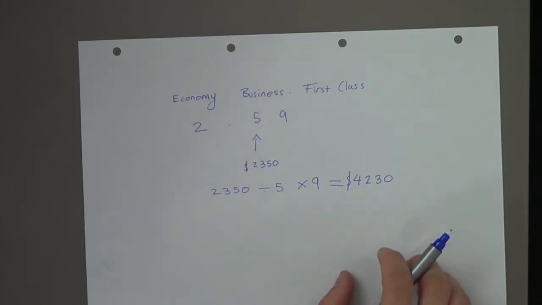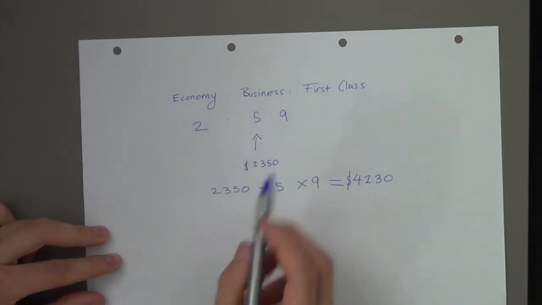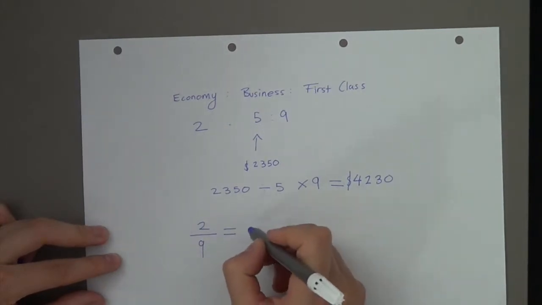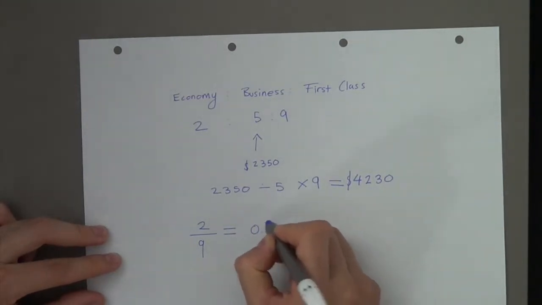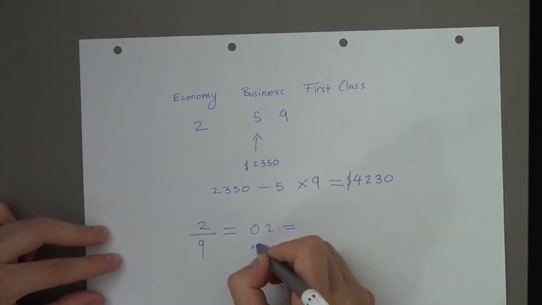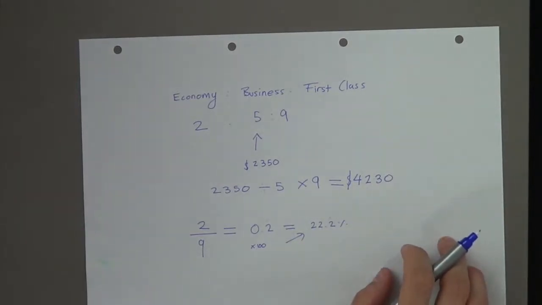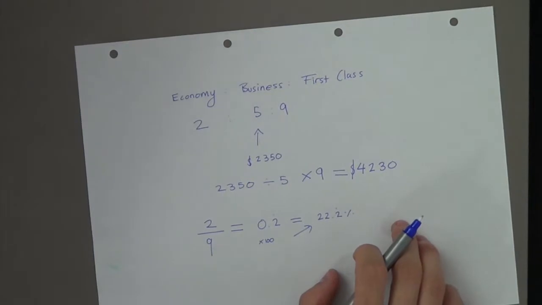Next one. It says, work out the price of an economy ticket as a percentage of the price of a first class ticket. So all we need to do is work out the fraction of 2 to 9. So basically we just need to do 2 divided by 9. Okay, and that will give us 0.2 recurring, which if we times by 100, we would get 22.2%. Okay, so the economy ticket is 22.2% of first class tickets.